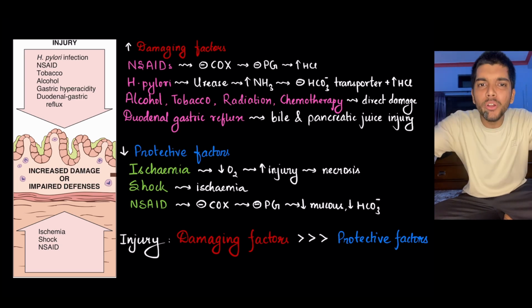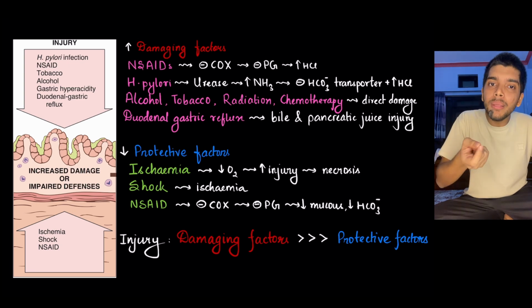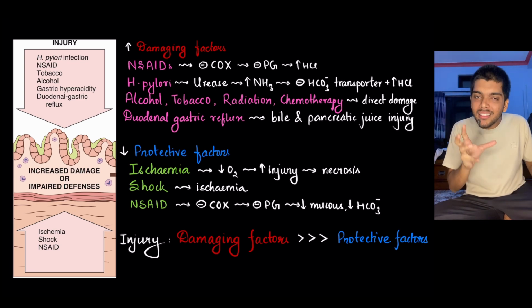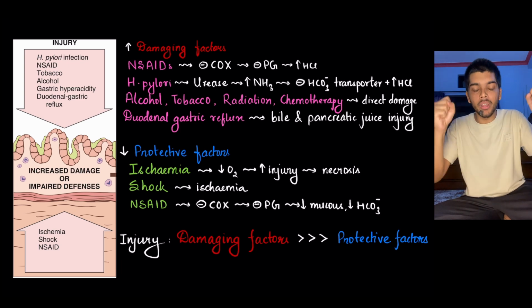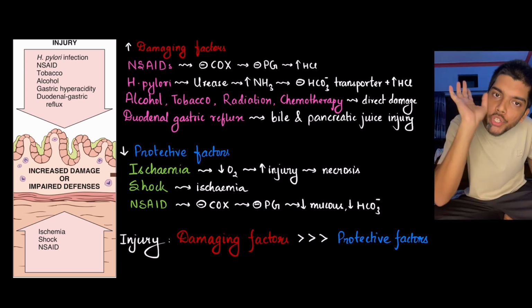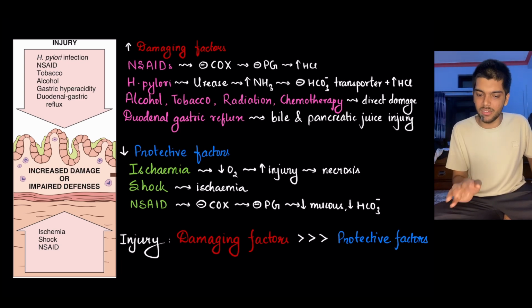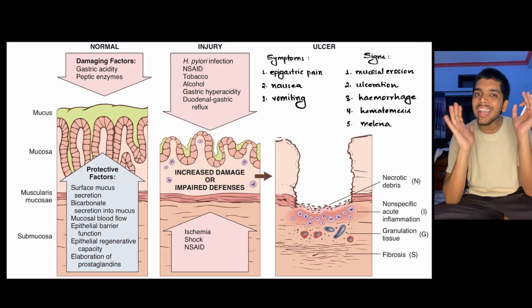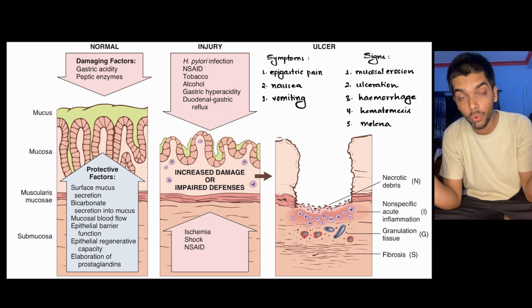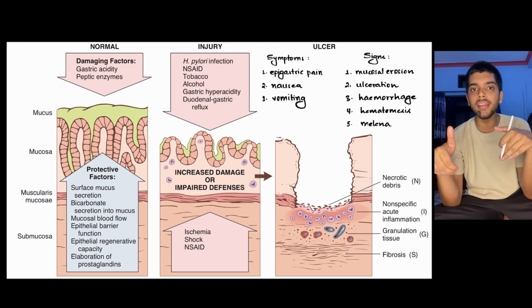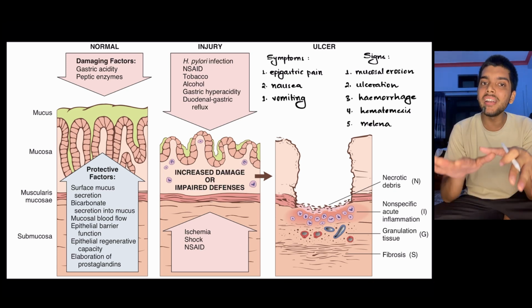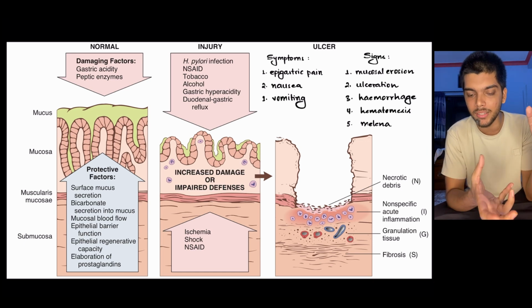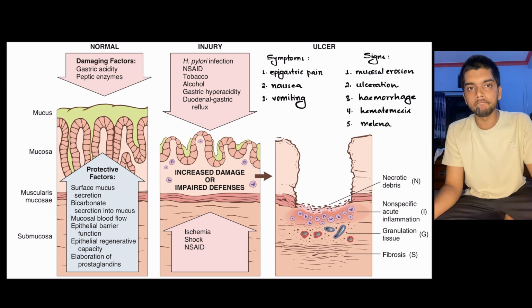Overall, be it due to increase in damaging factors or impairment in protective factors, the damaging factor wins. And I mean, that's not a good thing, why am I cheering up? But that leads to injury and the wall gets damaged. Now, this damage eventually leads to either gastropathy, where there is no inflammation, or gastritis, where there is inflammation. Gastritis can worsen and lead to formation of ulcers. This is called peptic ulcer disease. Yeah, we are done.